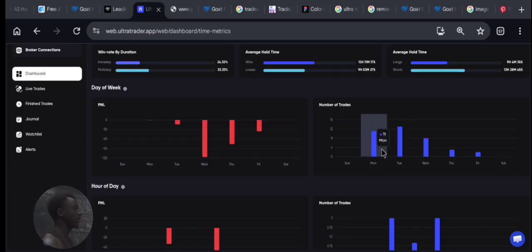Followed by Monday. Monday I took 11 trades. Wednesday I took 8 trades. Thursday I took 3 trades. And Friday I took 2 trades. This is the least I've taken, which is on Friday.